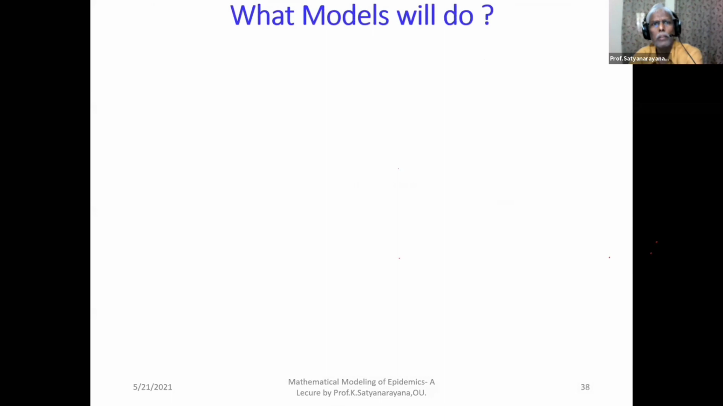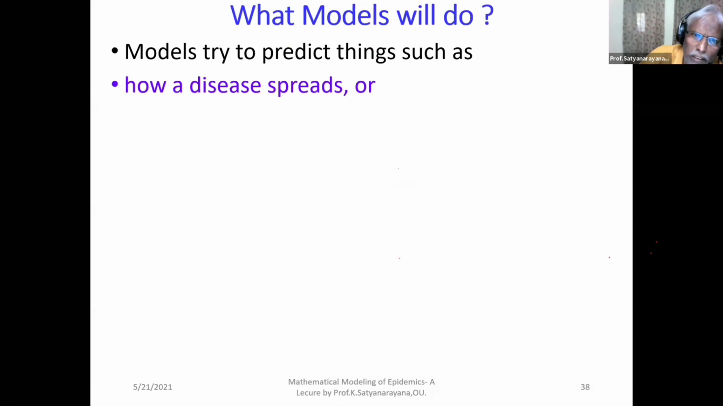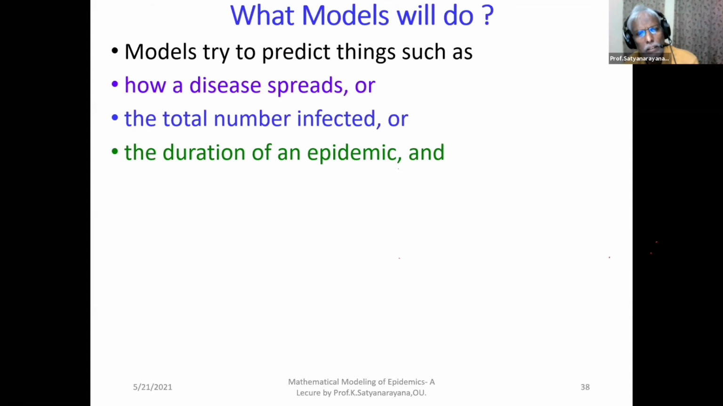What will models do? Models try to predict things such as how a disease spreads, the total number of infected, the duration of the epidemic, and to estimate various epidemiological parameters.